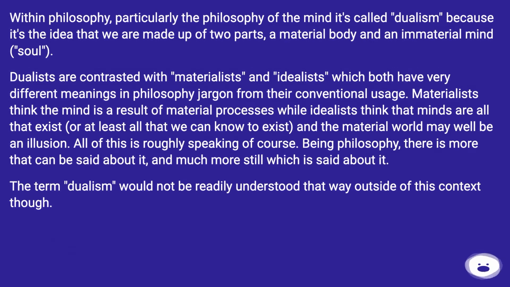Within philosophy, particularly the philosophy of the mind, it's called dualism, because it's the idea that we are made up of 2 parts, a material body and an immaterial mind, soul. Dualists are contrasted with materialists and idealists, which both have very different meanings in philosophy jargon from their conventional usage. Materialists think the mind is a result of material processes, while idealists think that minds are all that exist, or at least all that we can know to exist, and the material world may well be an illusion. All of this is roughly speaking, of course. Being philosophy, there is more that can be said about it, and much more still which is said about it. The term dualism would not be readily understood that way outside of this context, though.